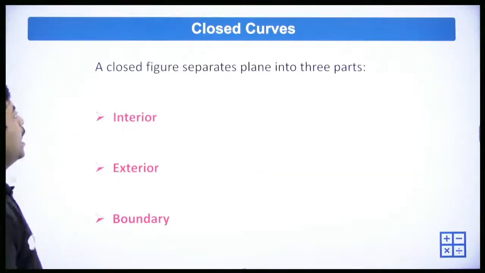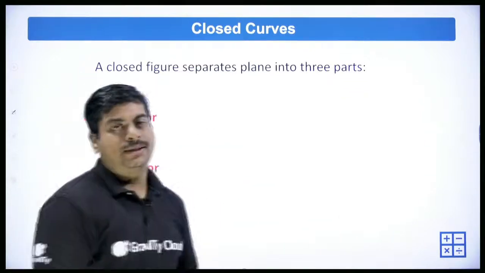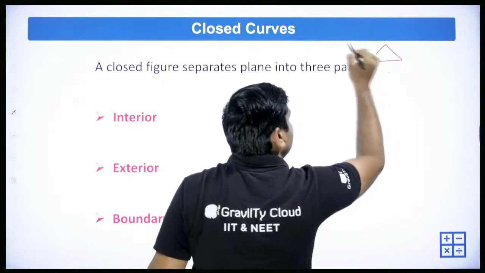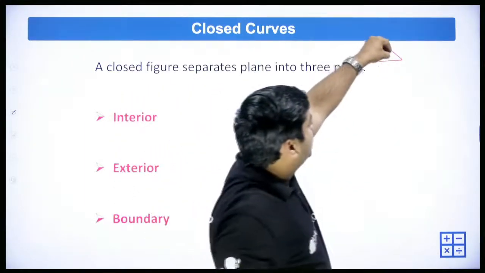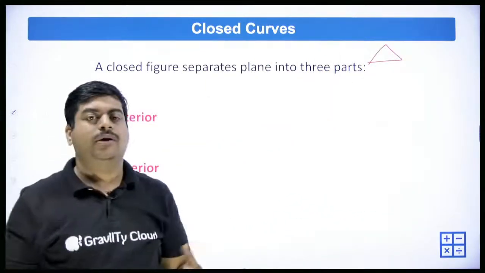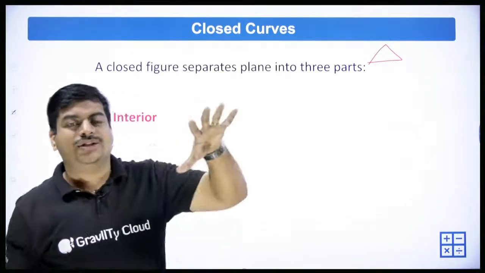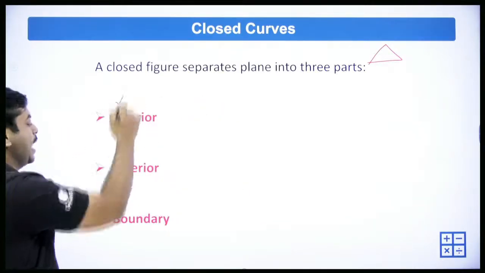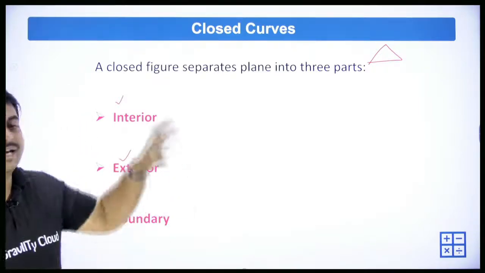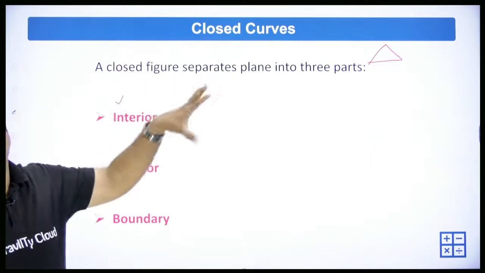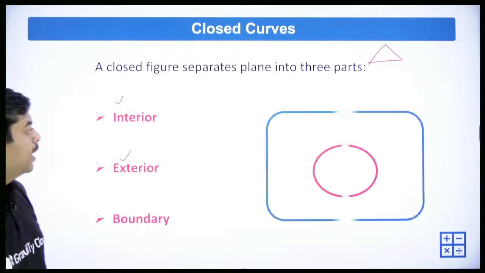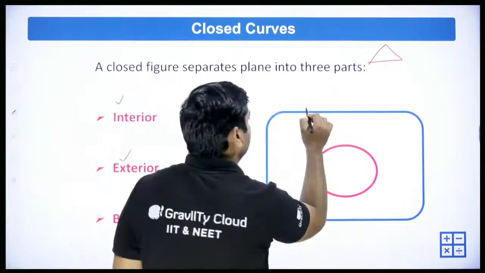So moving ahead, a closed figure separates a plane into three parts. See, whenever I say a closed figure, for example, a triangle, when I say this is a closed area, the inside region is there as well as the outside region. For that polygon or for that closed curve, interior and exterior portions are available. Okay, interior and exterior and boundary. What do you mean by boundary? That means all the points that are there on that particular figure, on the polygon or on the curved surface. Right. So let's say this complete box is a plane.